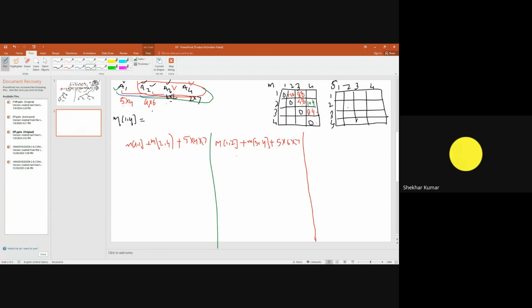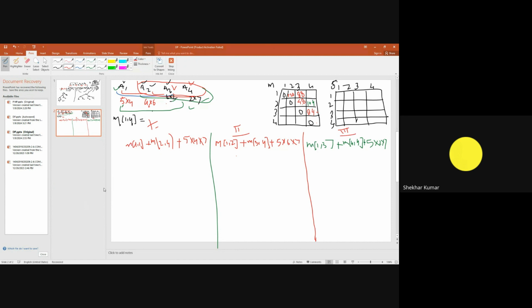In the third one, I am calculating these three together, 1, 2, 3, plus the one individual, 4 by 4, and the cost is 5 into 2 into 7. So this is the first approach, this is the second approach, and this is your third one.